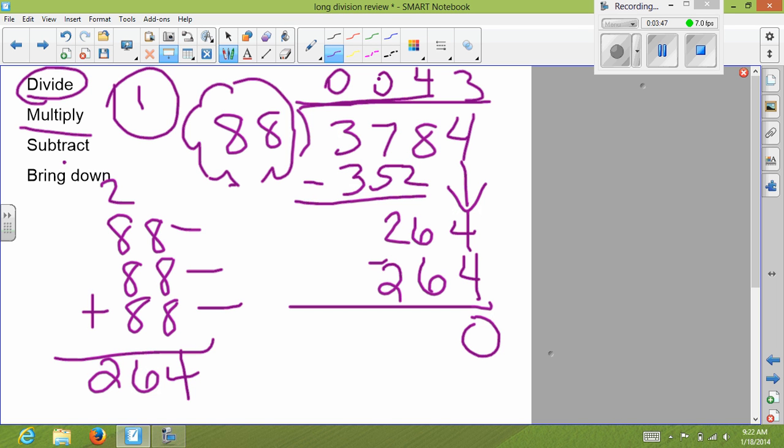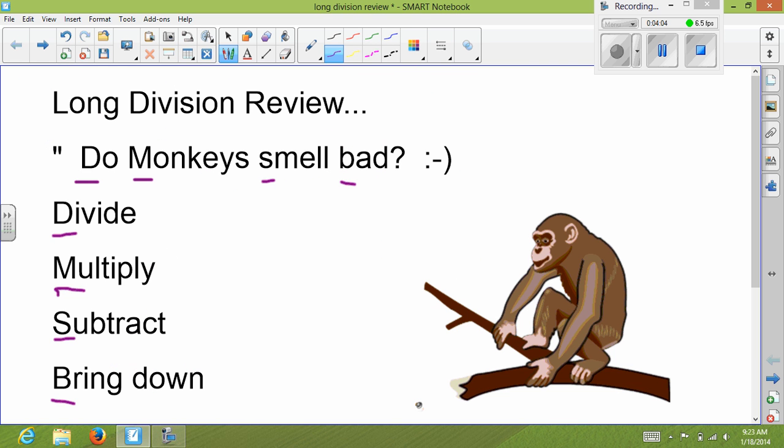So how many groups of 88 are in 264? There are 3 groups of 88. 3 times 88 is 264. 264 from 264 is 0. So I have no remainder, so my answer is just 43. Okay, next problem. Remember, do monkeys smell bad?